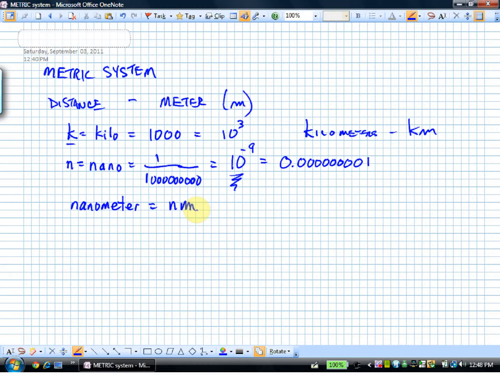Now think about the English system. If we have very short distances, we might use inches or fractions of an inch. If we have long distances, we might use things like yards or miles. But there's no real standard relationship between those. Let's think about it. 12 inches in a foot, 3 feet to a yard, 5,280 feet to a mile, et cetera, et cetera. It's really a system that's pretty awkward. So it's not surprising that the United States is one of the few countries in the world that actually uses the metric system.